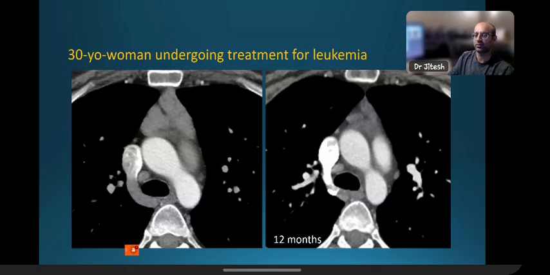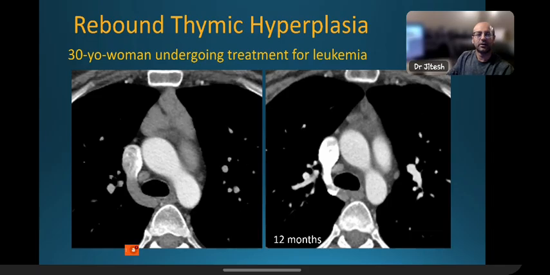We can just ask the patients to come back in a few months, and then we can do follow-up imaging and see the evolution of these cases. So these are the rebound thymic hyperplasia.